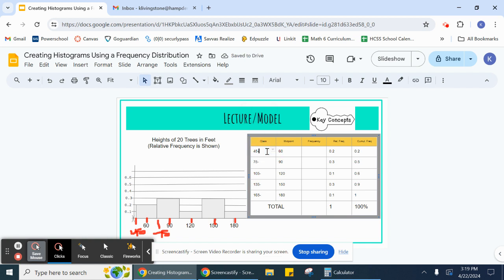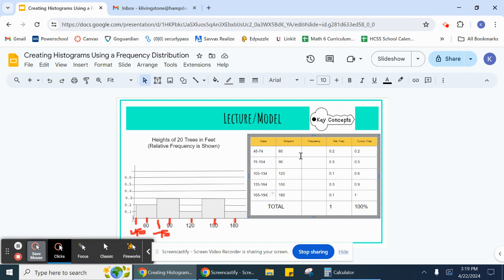All right, now let's fill in our other boundaries. If this class starts at 75, that means the previous class ends at 74. If this class starts at 105, that means this class ends at 104. This class starts at 135, so this class ends at 134. This class starts at 165, so this class has to end at 164. And remember, we can just keep adding 30, so this would end at 194. Those are our classes.